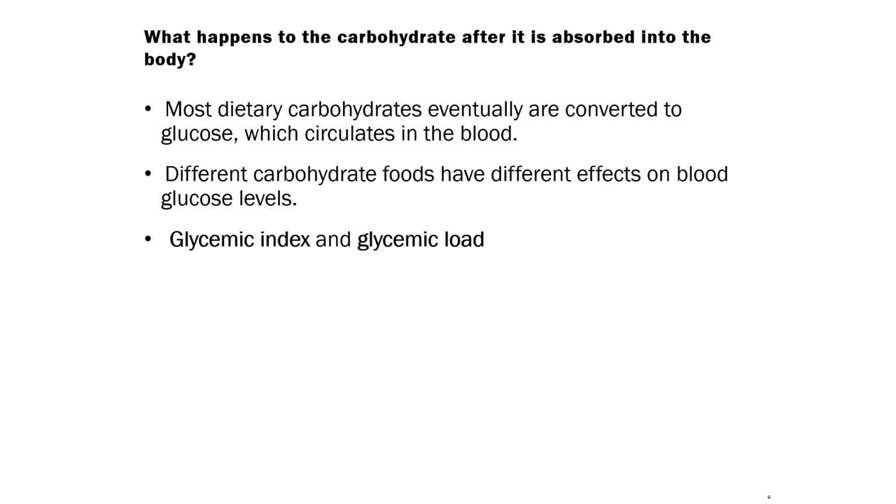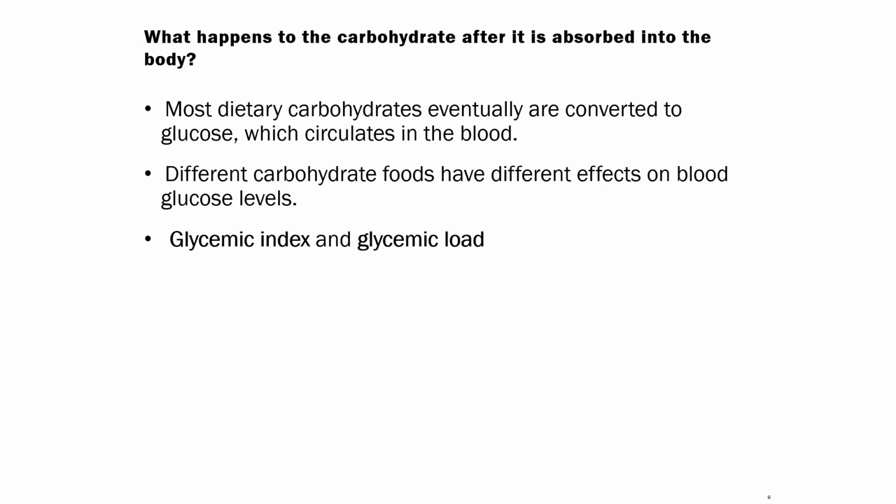When blood glucose levels rise after a meal, the pancreas releases insulin, which facilitates the uptake of glucose into cells for energy or storage. And with excess glucose, it is converted into glycogen in the liver and muscles for short-term energy storage. The effects on blood glucose levels, we look at the glycemic index, or GI.